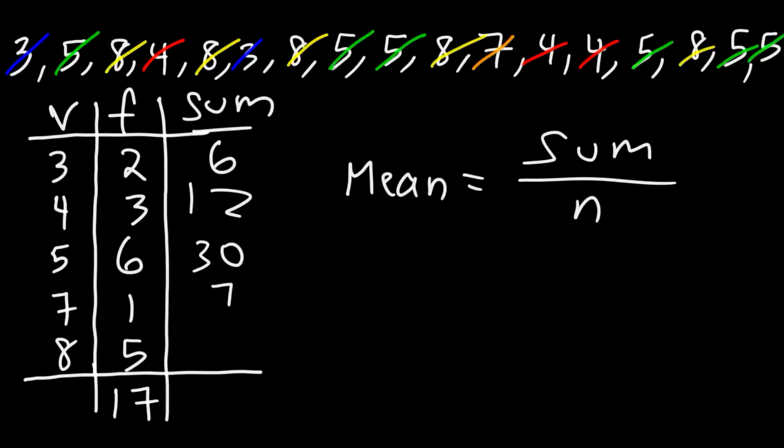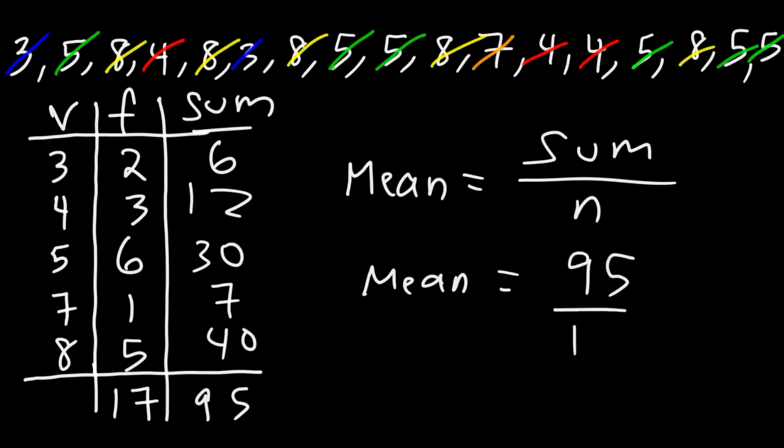7 times 1 is 7. 8 times 5 is 40. So now let's add up all the numbers in that column. So we have 6 plus 12, that's 18, plus 30, that's 48, plus 7, 55, plus 40, so it's 95. So 95 is the total sum of all the numbers in this set.